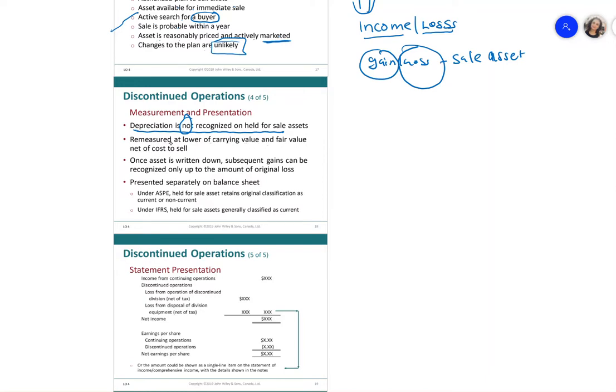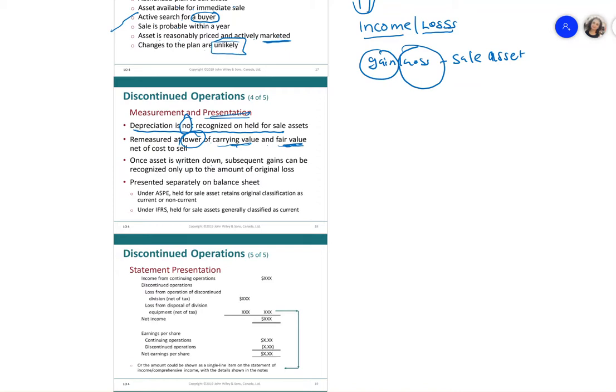Some of the assets that are held for sale, we might need to remeasure at the lower of carrying value and fair value. When we're comparing the carrying value and the fair value, we might have to remeasure it at the lower amount. Once the assets are written down, a subsequent gain can be recognized only up to the amount.